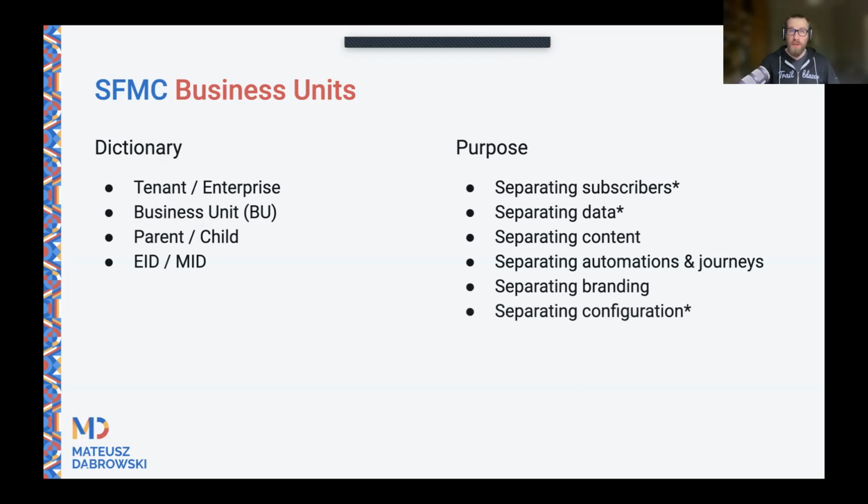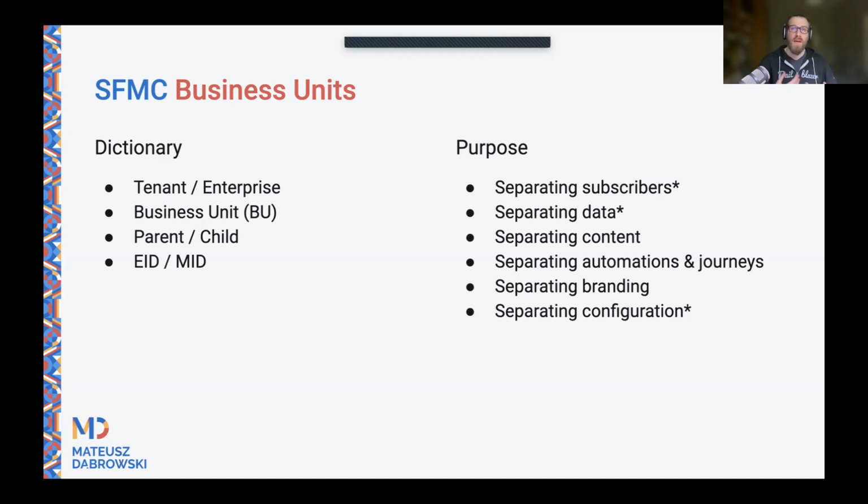You can separate configuration and have different configurations per business unit. And here, again, it is with the asterisk because there are parts of the configuration that are business unit specific. For example, sender profiles, where you can have different sender profiles for each business unit. But there are also some configurations that are global. So they are shared across all the business units, like the profile attributes, like the contact deletion process. Those are managed from the parent business unit and impact every single business unit, and you can do nothing about it.